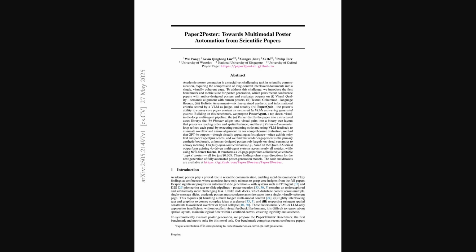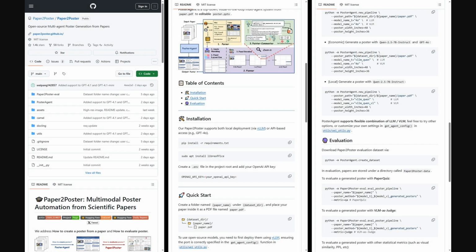This benchmark uses a question answering format called Paper Quiz, and if you want to dive deeper, the code for this work is available on GitHub. So this repository offers the open source tools for their multi-agent poster generation system. You'll find the main poster agent, evaluation scripts, and instructions for turning research papers into editable PowerPoint posters.